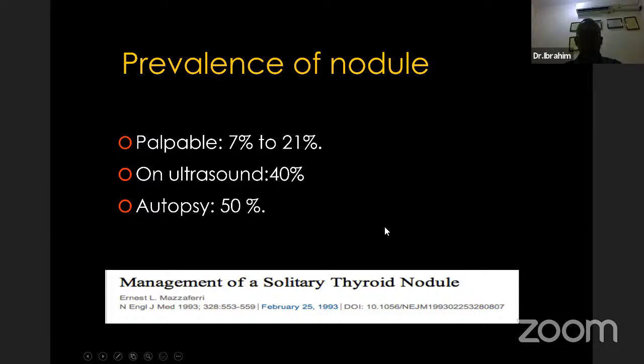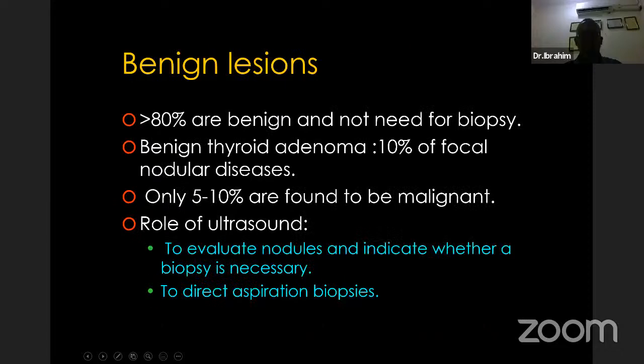A cyst in the thyroid gland is thought to be cystic degeneration of a follicular adenoma. Its appearance on ultrasound corresponds to these degenerative changes. As we can see, it must be anechoic, with a smooth wall, posterior enhancement, and well-defined.